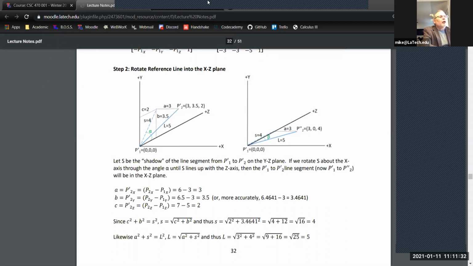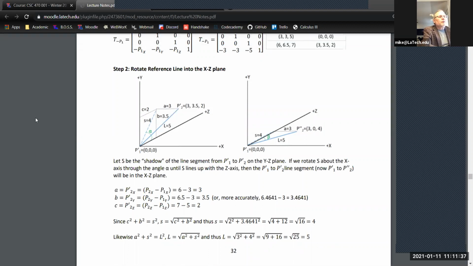Well, if you look at the line that goes from 0, 0, 0 to 3,5,2, we can break it out into its X, Y, and Z components, and we can give those components their own name. So the X distance is 3, and we'll call that A. You see where I have there A equals 3? Well, that's the distance along the X-axis to get to 3,5,2. That's the X component.